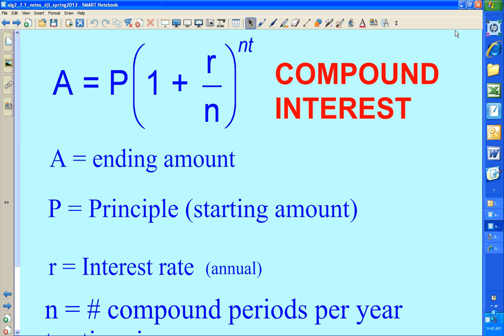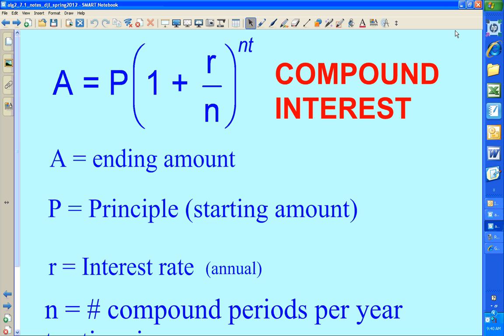Okay, so just to continue 7.1, this is just from 7.1 because we didn't finish it. This is compound interest. This is where you get interest on your interest throughout an investment or throughout a year with a bank account, savings account, something like that. This is the formula, and these are your values.